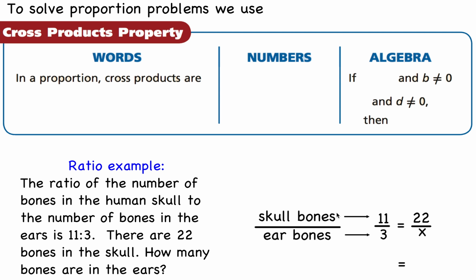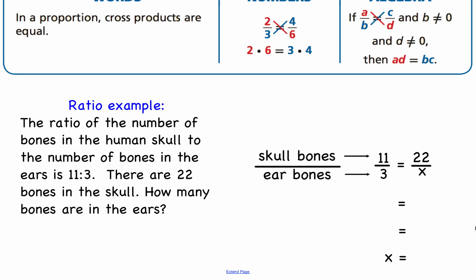To solve proportion problems, we're going to be using what's called the cross products property. In a proportion, cross products are equal. Here's an example in numbers. The fraction 2/3 is equal to 4/6. We can solve a proportion by multiplying diagonally those two products. So we know 2 times 6 will equal 3 times 4. That's what the cross products property tells us. In algebra, if we put letters in there instead of numbers, we get that A times D equals B times C. So let's go ahead and do some example problems.